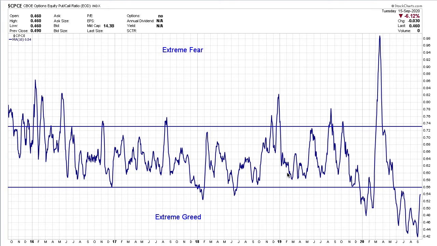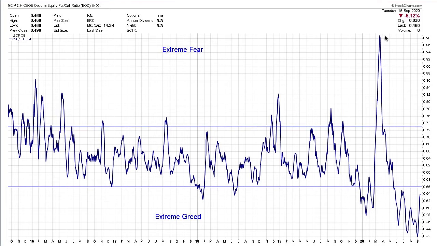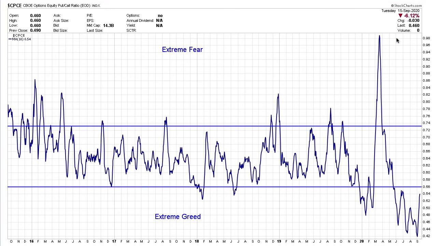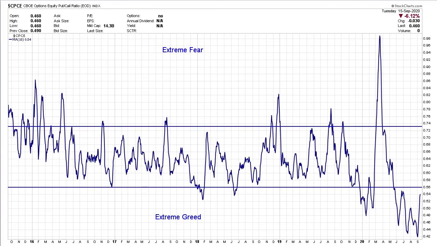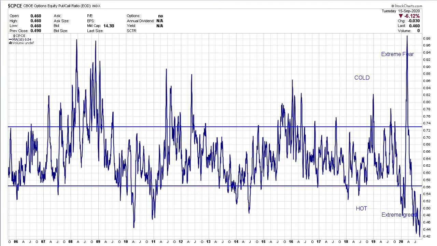So what happened here is we get readings of extreme greed and extreme fear. Now look here, extreme fear. This was March 23rd, the highest reading. So let's just go to the next slide because I think you're going to see my point. This reading was the highest reading in fear since this has been calculated. It only goes back a couple more years, but I can tell you, it is the highest reading of fear since the put-call ratio has been calculated.